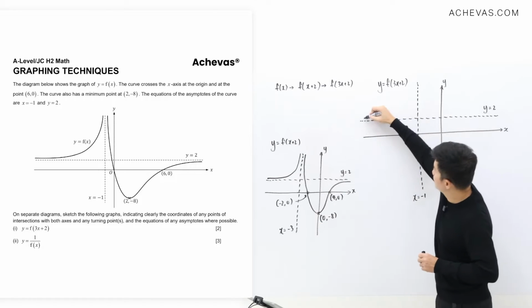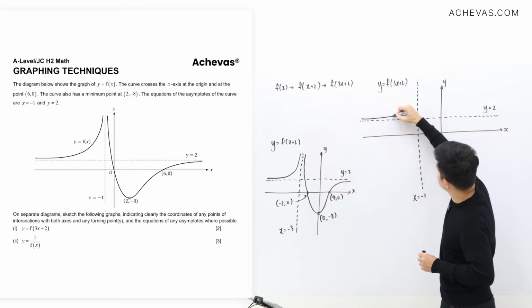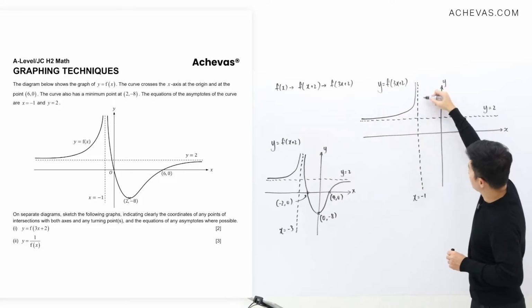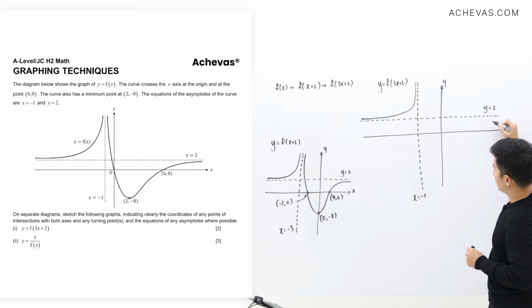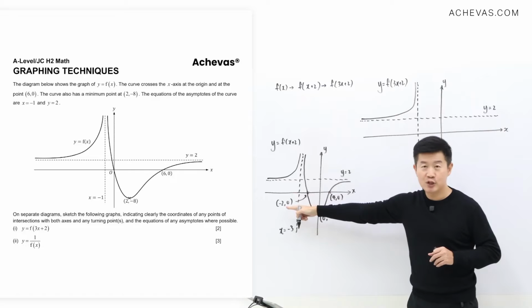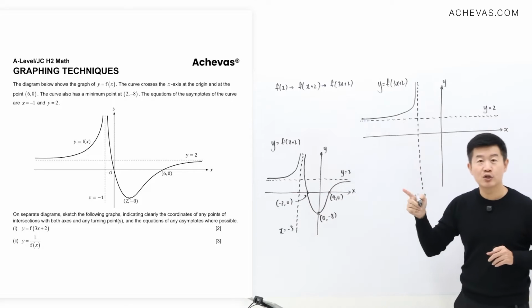Then this portion of the graph will look similar to the original one, like this. And I'm going to swing this down and go back up again. When I swing this down, this point here, originally (-2, 0), will now be (-2/3, 0).